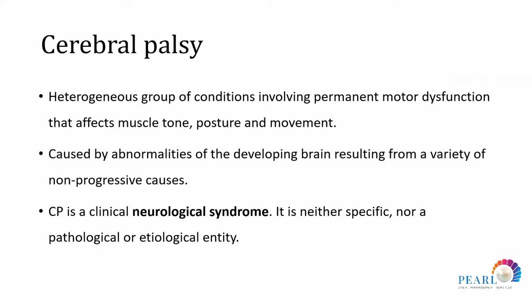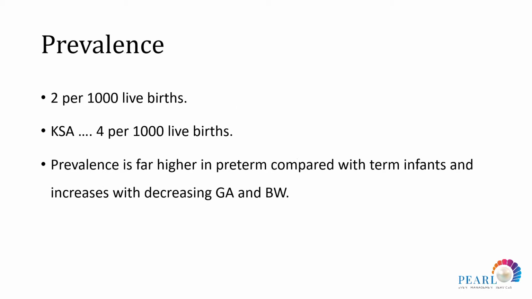So as Dr. Qudsiye said a while ago, cerebral palsy is a heterogeneous group of conditions involving permanent motor dysfunction that affect muscle tone, posture, and movement. And it's caused by an abnormality to a developing brain. We have to always remember that cerebral palsy is a neurological syndrome. It's not an etiological entity. In 2019, the International Cerebral Palsy Consortium released a consensus saying that cerebral palsy is a phenotype, not an etiology. So it's neither specific, nor a pathological or etiological entity.